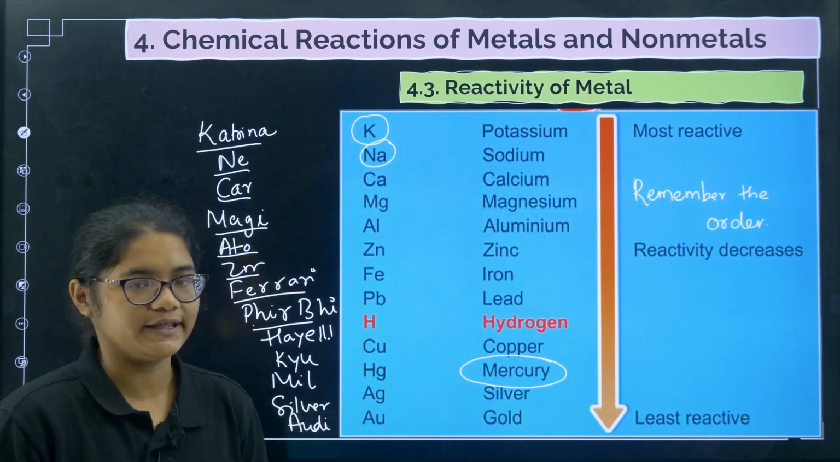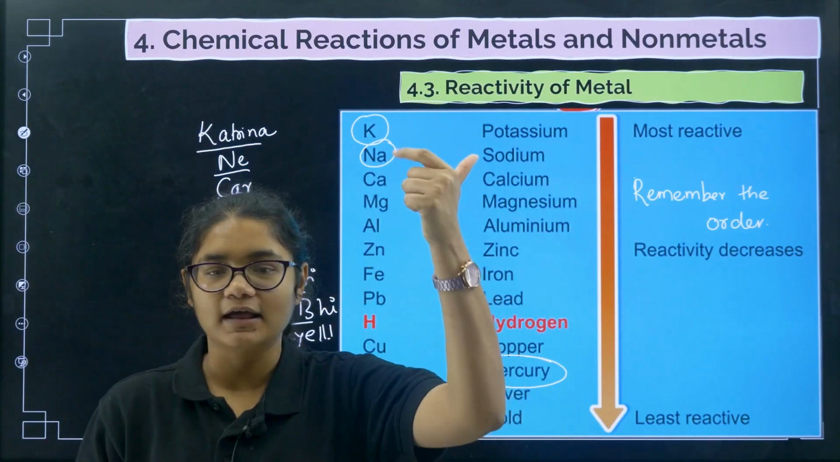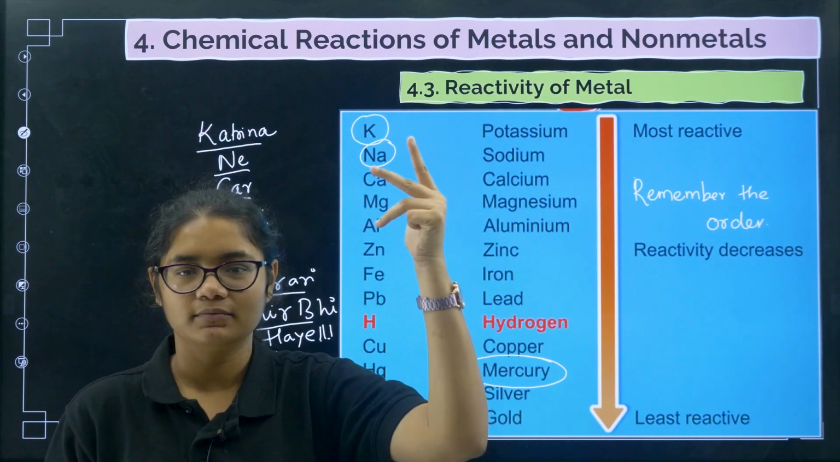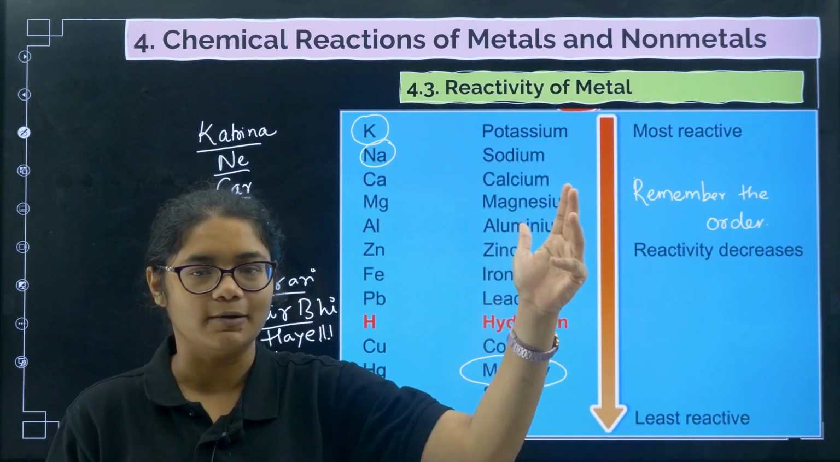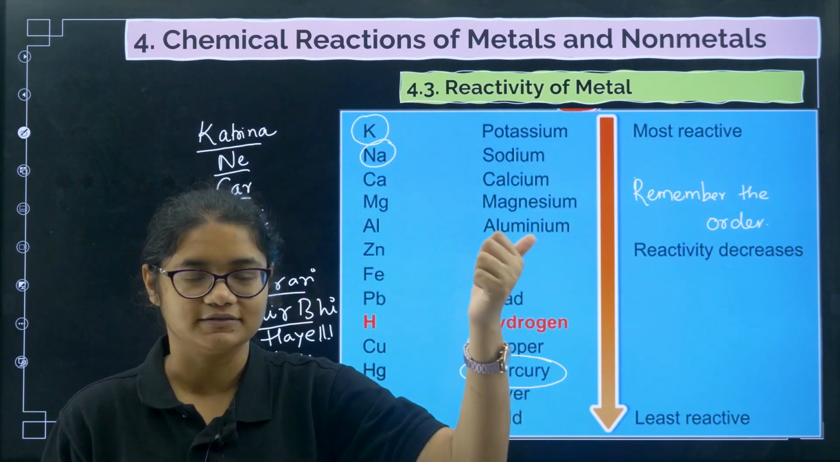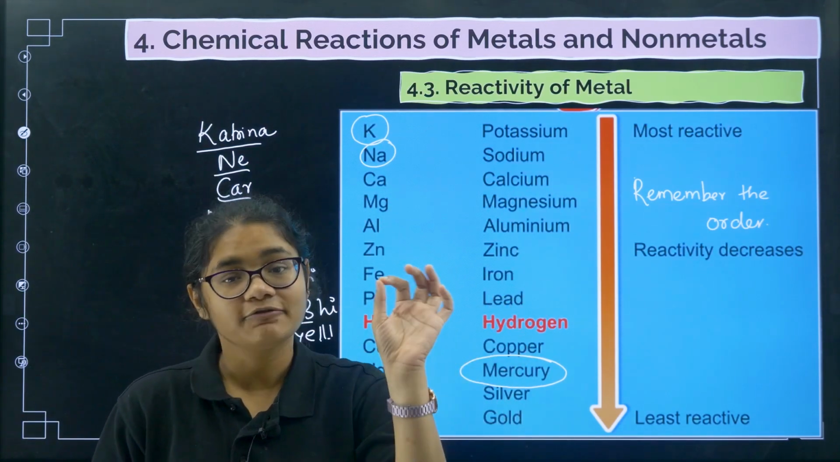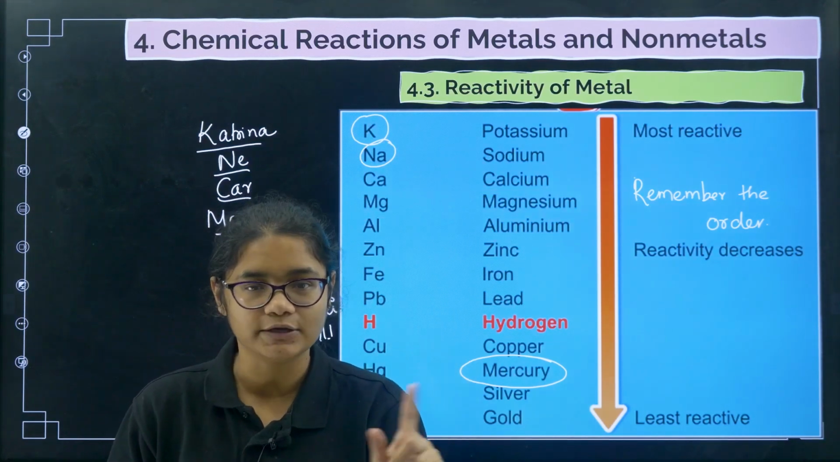Au is odd. Okay, let us revise it again now, up to what we have done. Katrina ne car mangi: Potassium, sodium, calcium, magnesium. Which 3 cars? Alto, aluminium, Zen, zinc, then Ferrari, Fe. Phir bhi, Pb, lead, Q, Cu, copper.